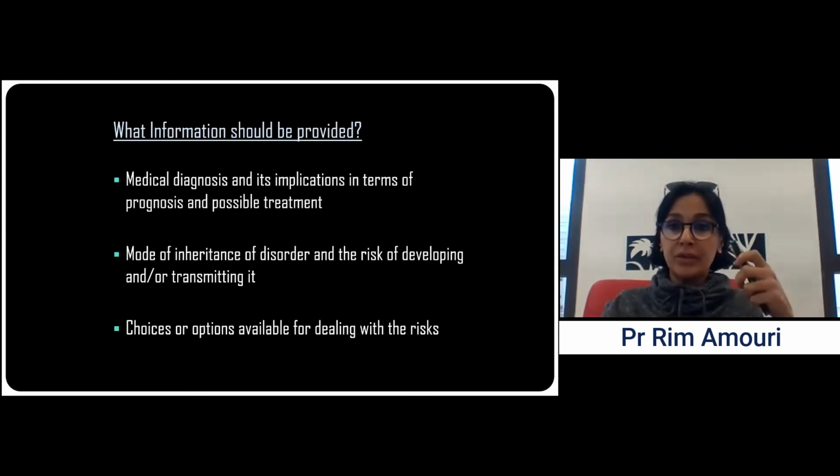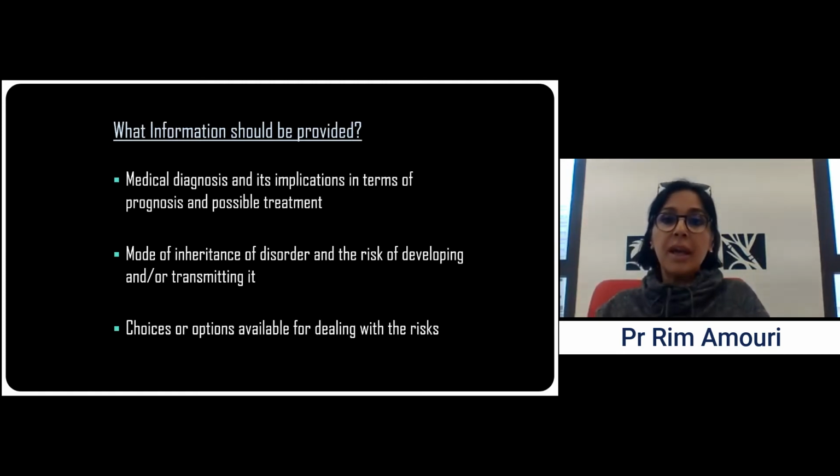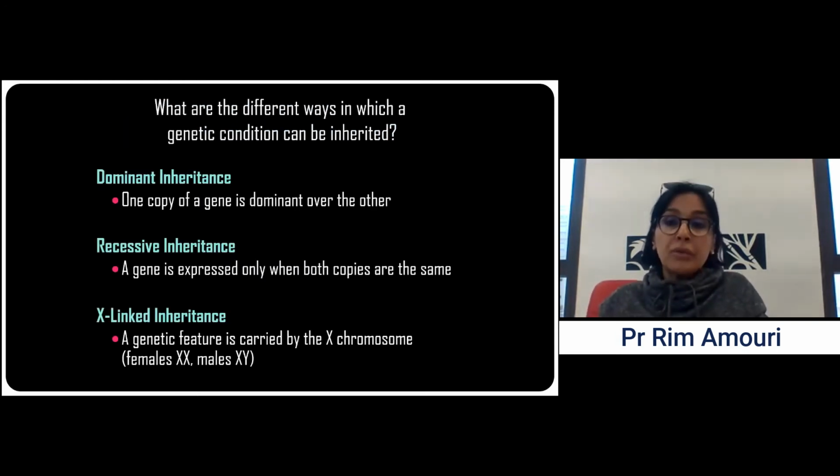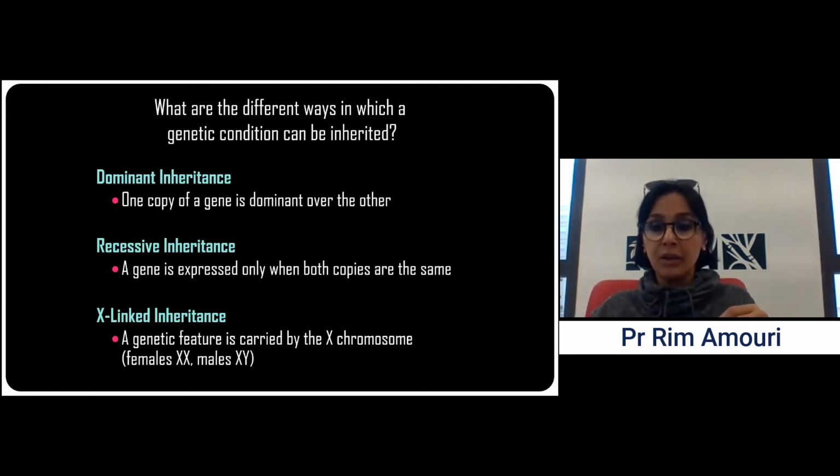If a person is to be diagnosed with a genetic condition, the genetics professional will be provided with information about the clinical diagnosis, family history that could indicate how the condition is inherited and the chance of passing it to future generations, and the suggested testing and treatment. The three modes of inheritance of a genetic condition are dominant inheritance, where one copy of the gene is dominant over the other; recessive inheritance, where the gene is expressed only when both copies are the same; and X-linked inheritance, where the mutation is on chromosome X.